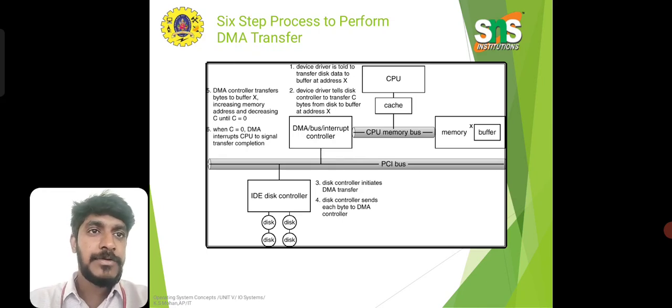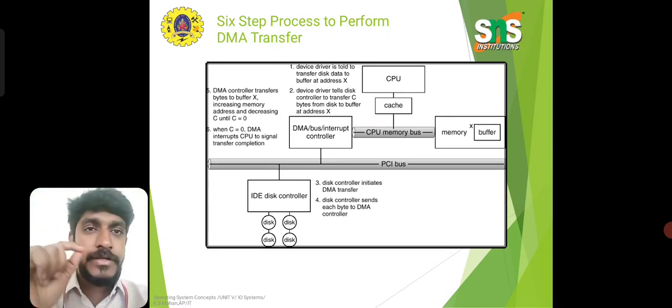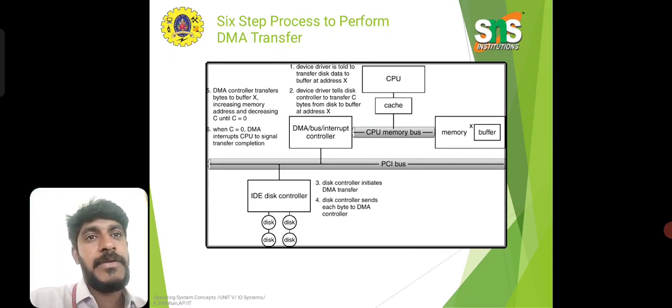So the device driver is told to transfer this data to the buffer at address X. Sorry for this thing. We are in this video, in this topic, discussing the 6-step process to perform DMA transfer.